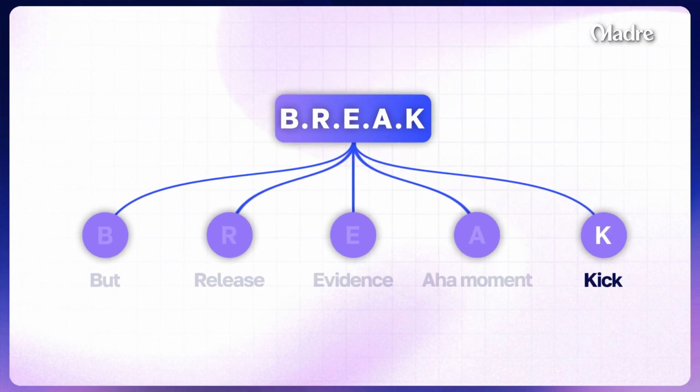Now, the A is going to be very quick. We need to make sure that we're not hanging there for too long, and then move to K, which is kick, and we kick them straight to the next section. The reason for this is if you spend too long on a section, they're most likely to click away. So we want to make sure that this is very fast.